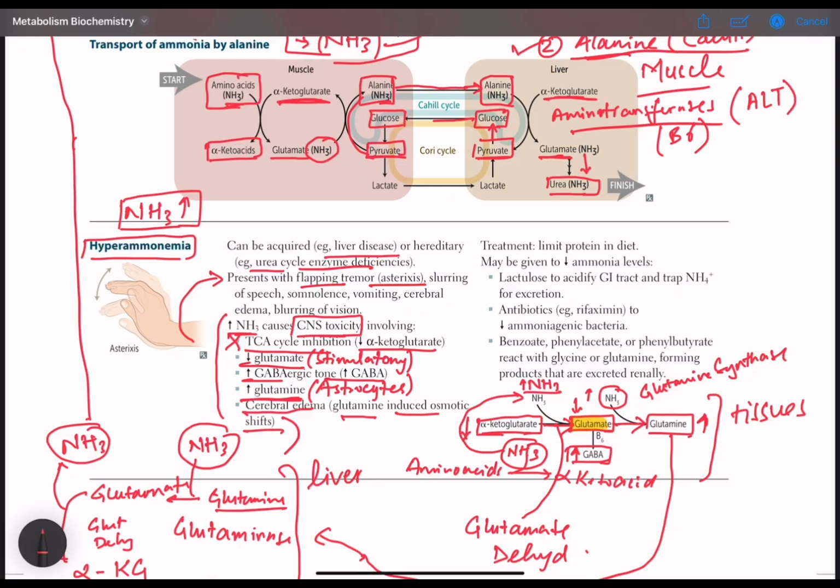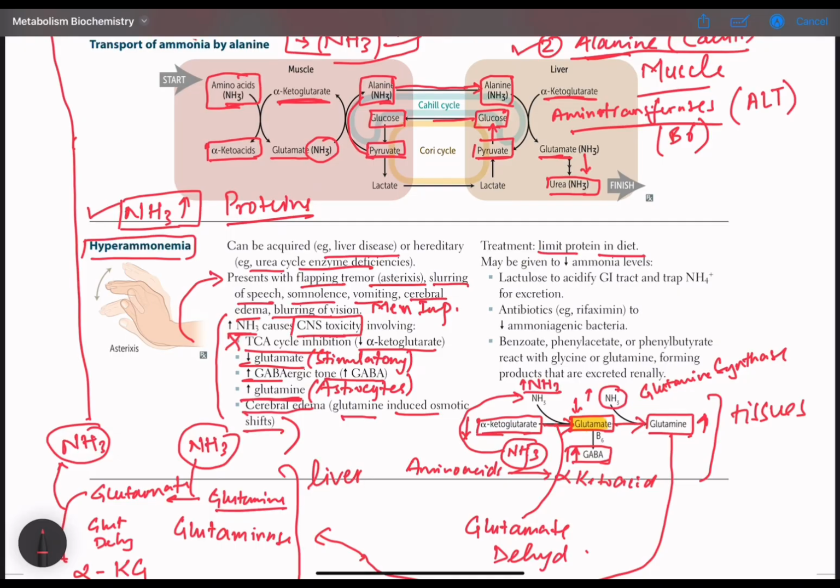The patient may also have slurring of speech, somnolence, vomiting, cerebral edema, blurring of vision, memory impairment, all of the CNS symptoms due to the high ammonia levels. Now, how can we treat this? As we know, these aminos come from protein metabolism. So if we limit the protein in the diet, we can somewhat control the levels of aminos in our body.